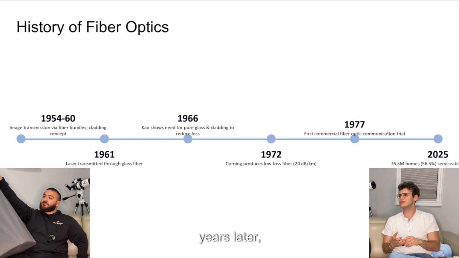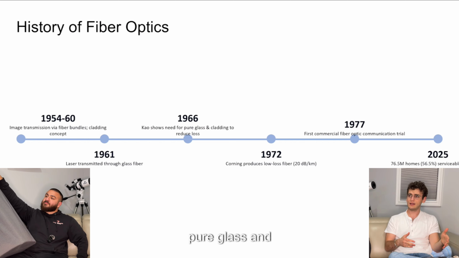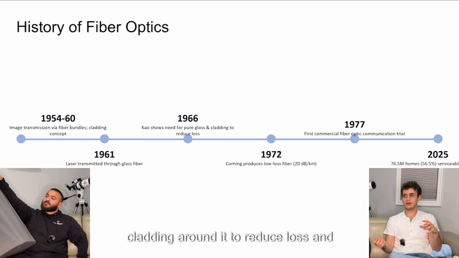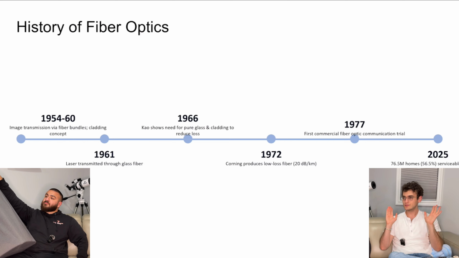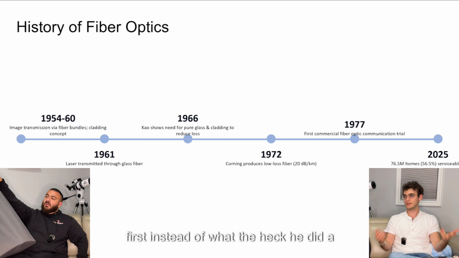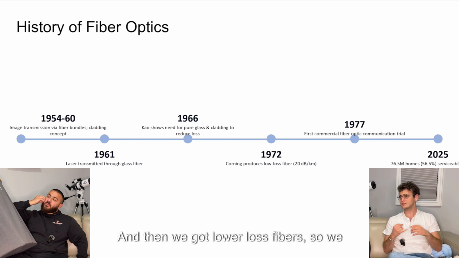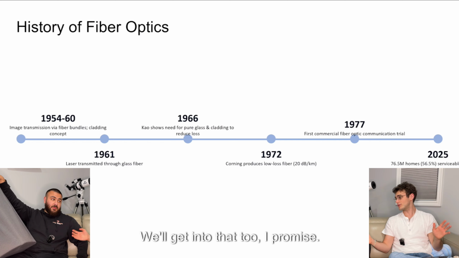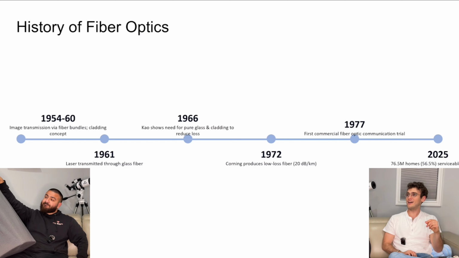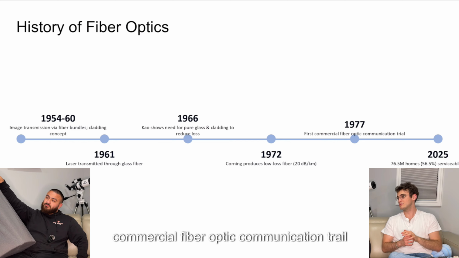And then a few years later, they figured out how to use pure glass with cladding around it to reduce loss, which we'll get into soon. I promise. And then we got lower loss fibers. So we were doing 20 decibels per kilometer. We'll get into that too, I promise. And then in 1977, the first commercial fiber optic communication trial was born.